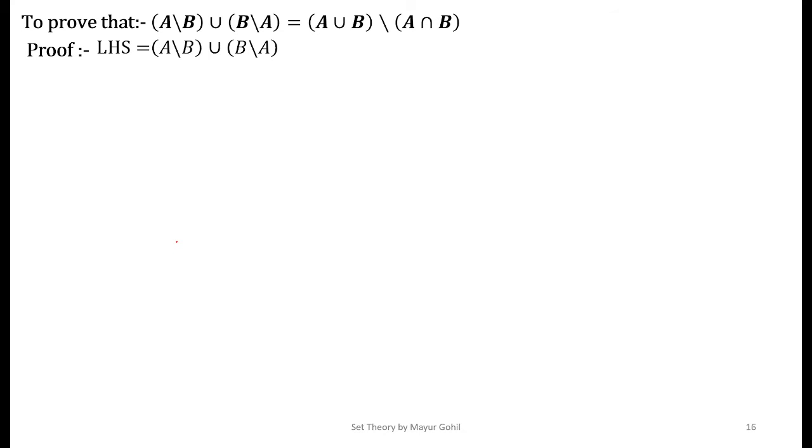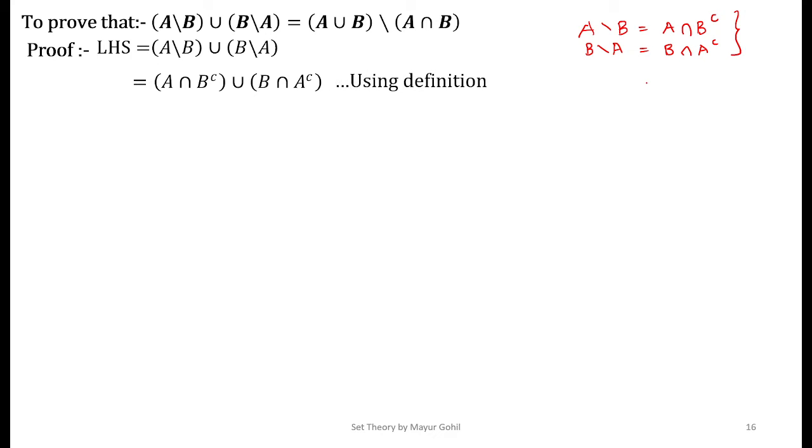So consider the LHS, that is A minus B union B minus A. Now by definition of A minus B, we know that A minus B is the same as A intersection B complement, right? Consider A and B as two different sets. Similarly, B minus A on that same line becomes B intersection A complement. This is because of the definition, so I write here that A minus B union B minus A can be written as A intersection B complement union B intersection A complement. This is by definition.